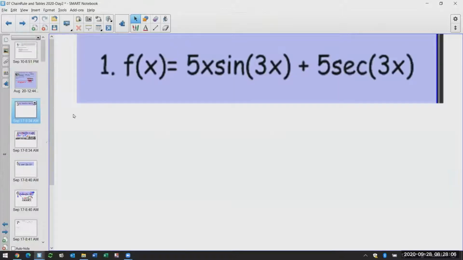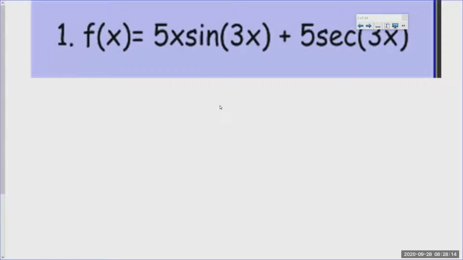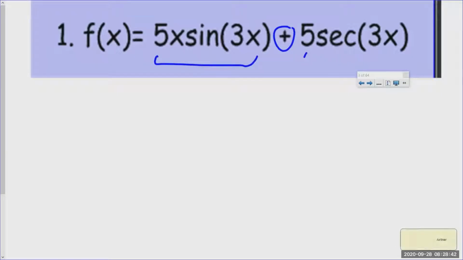Okay, let's go ahead and do some problems together. Let's look at this problem right here, guys. When you see this problem and it wants you to take the derivative, you should be saying, yay! Why? Because there's a plus sign right here. You thought you had to do one problem, but you get to do 2. You just do them separately, like they're different problems, and then add them together in the end.